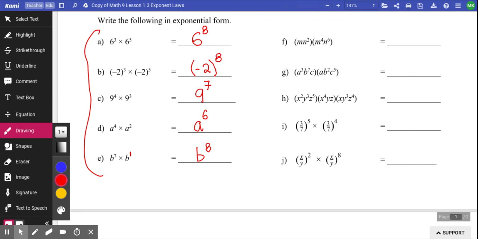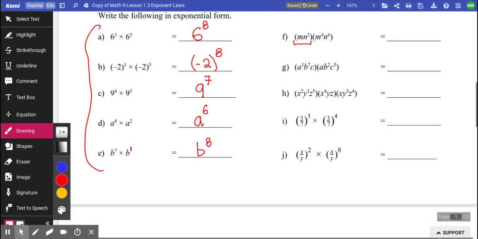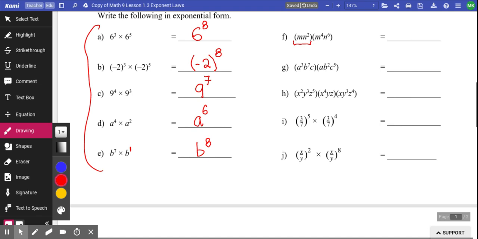So if we look at F, what F is telling us is that we have m times n squared. That's what this guy is. And then there's nothing in between the brackets. You just have brackets against each other. When you have brackets against each other like that, what does it mean to do? It means to multiply. So what it's telling you is that you have m times n squared times m to the 4 n to the 6.